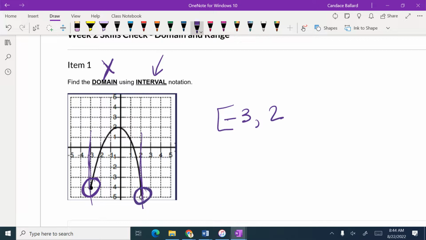What about at 2? Is it open or closed? Open. Parentheses or bracket? Okay, take a minute and write down what you did wrong, what you need to fix that you mixed up.